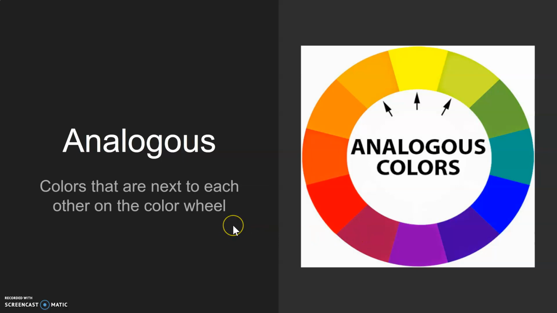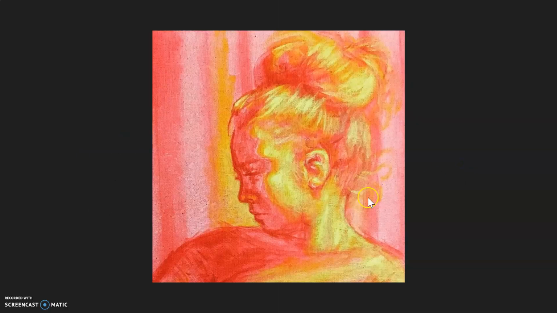Next is our analogous colors, colors that are next to each other on the color wheel. So just like it says, they're next to each other, and obviously it doesn't have to just be those. It could be this purple, this violet, and then blue. So this one, it's obviously the red and the yellow and the orange. They're all basically next together on the color wheel, essentially. So those are the only colors used in this artwork.